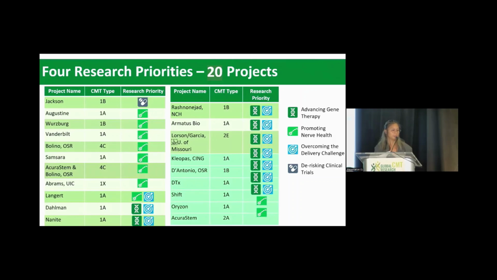And then Horizon is looking at HDAC6 inhibitors and their application in CMT1A, and then AcuraStem is looking at different compounds and screening for these compounds that could be applicable for 2A. And so, out of these projects, 5 of them actually have preclinical candidates.